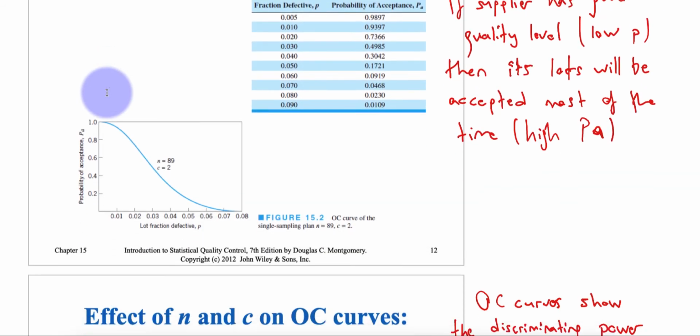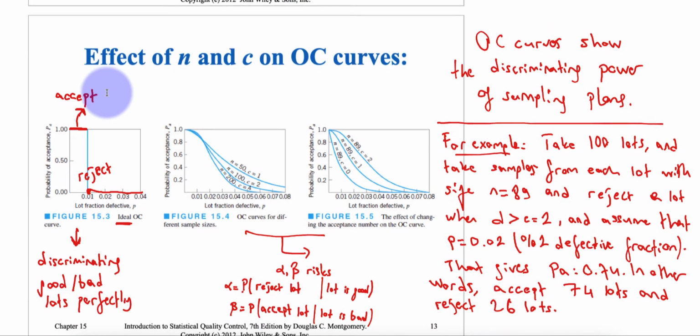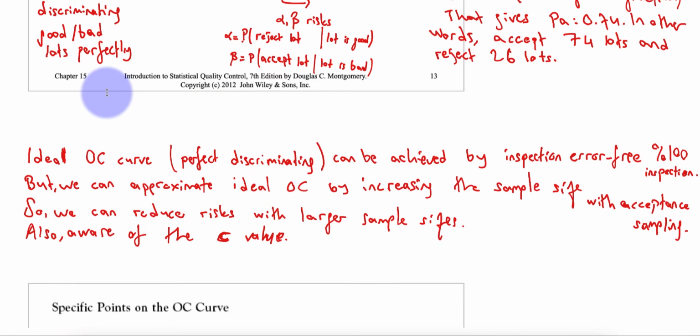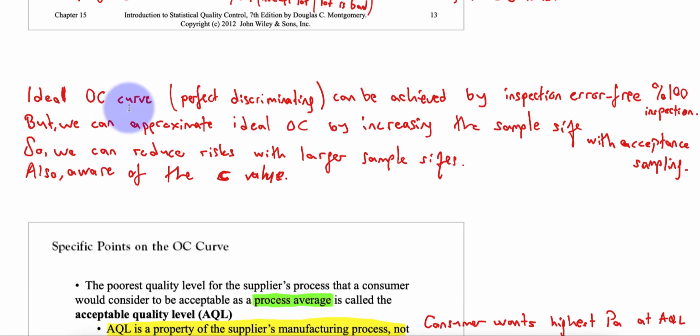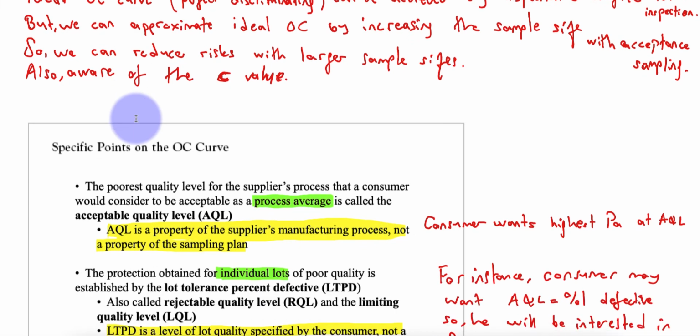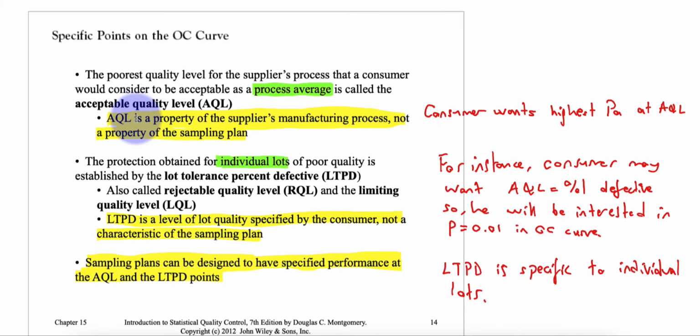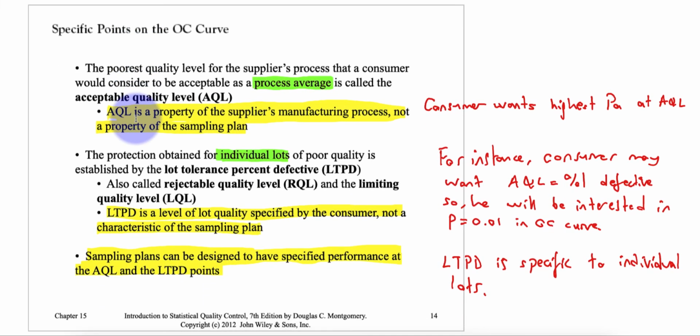So if the consumer expects that acceptable quality level, and for instance, if it takes 100 lots from the supplier, it will expect that 93 of the lots will be accepted and 7 lots will be rejected. And this will be the acceptable quality level of the consumer.